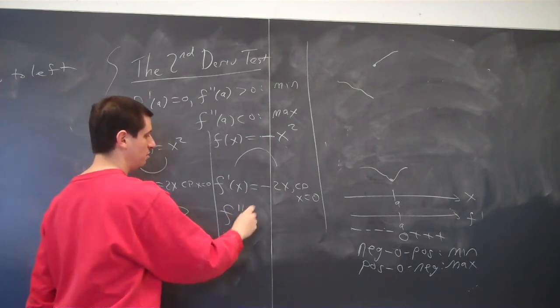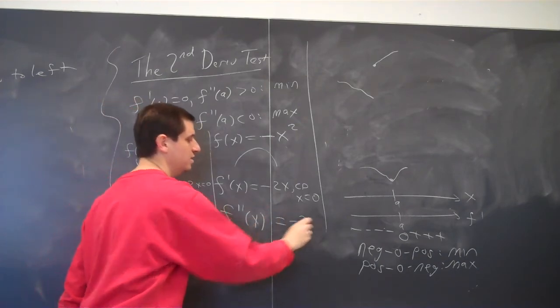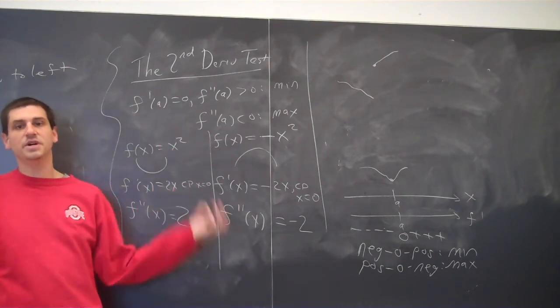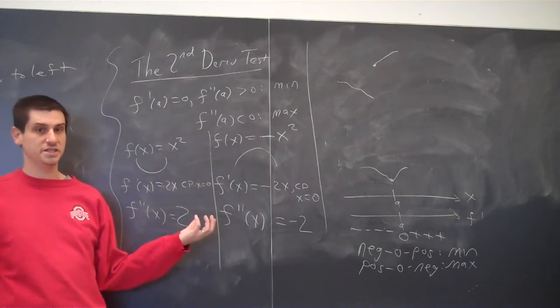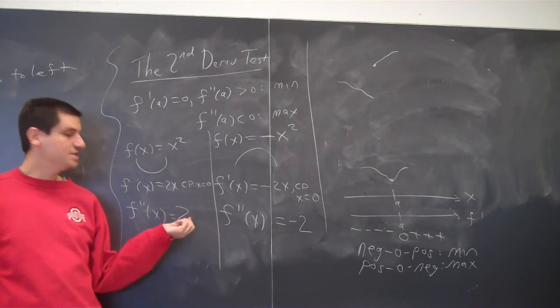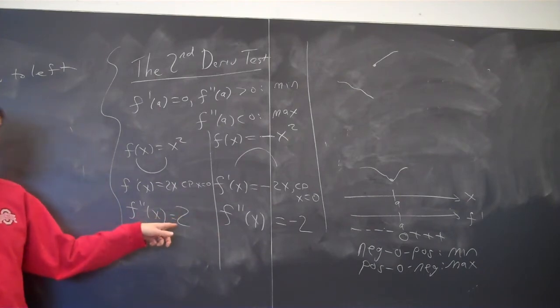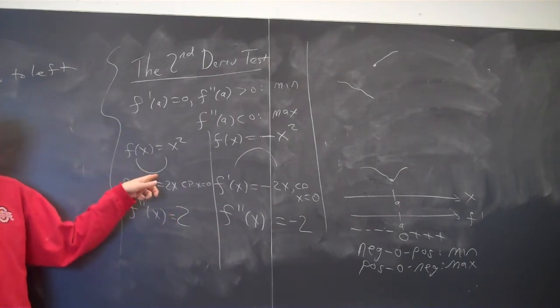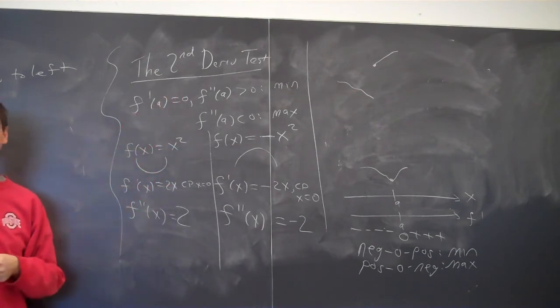Here, f double prime of x is always negative 2. So if I remember that something like the second derivative test exists, this is enough for me to figure it out. My second derivative is positive. Looking at my parabola, this is a minimum. That's my second derivative.